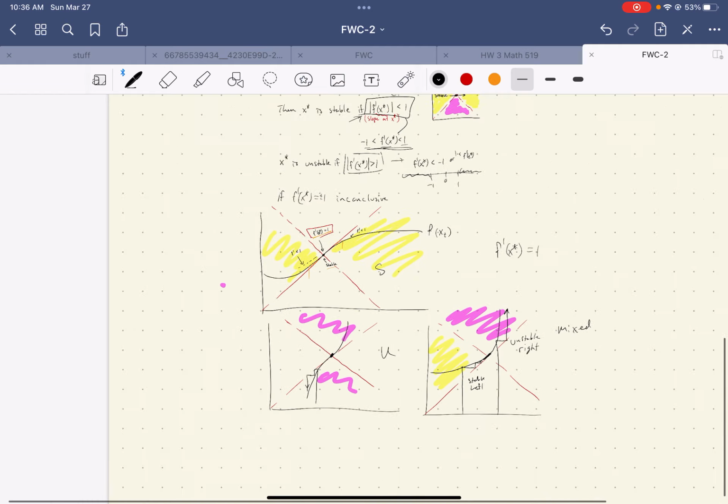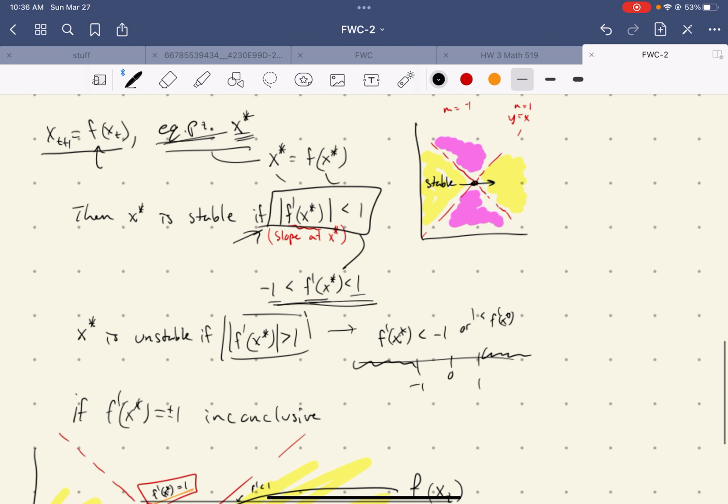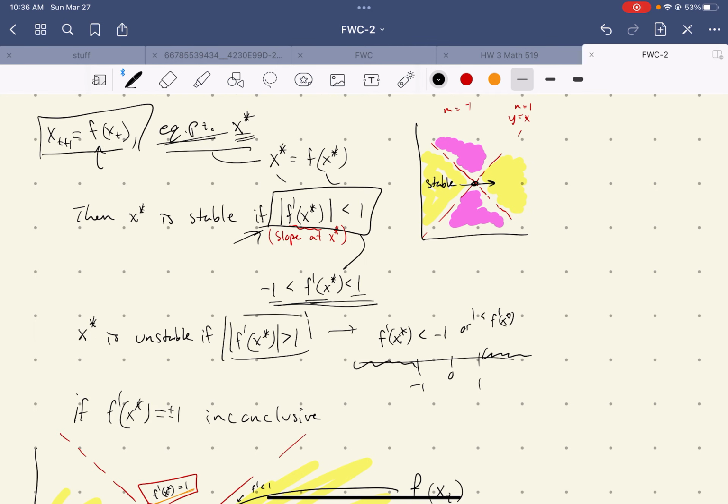All right, so stability theorem. You have an updating function. You have an equilibrium point. You want to know, is my equilibrium point stable or is it unstable? Well, you take the derivative of your updating function and you plug in your equilibrium point. And that's going to give you objects like these.